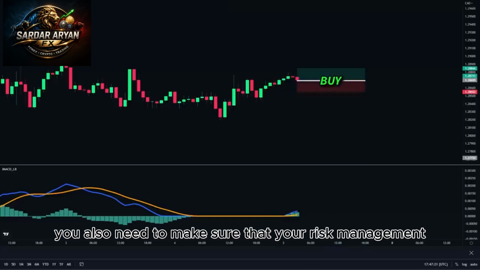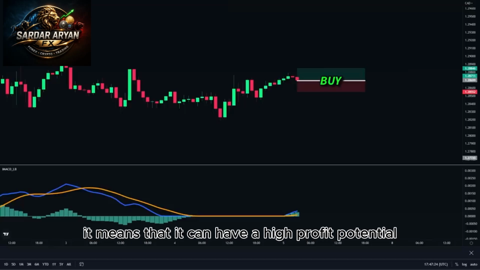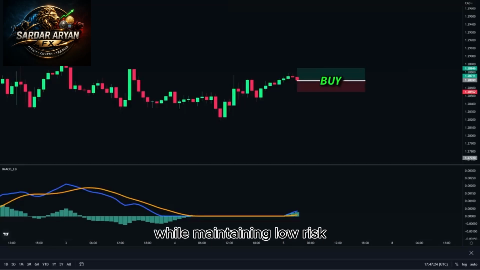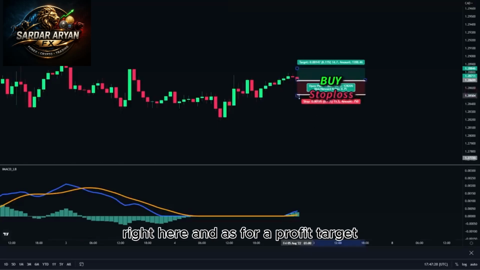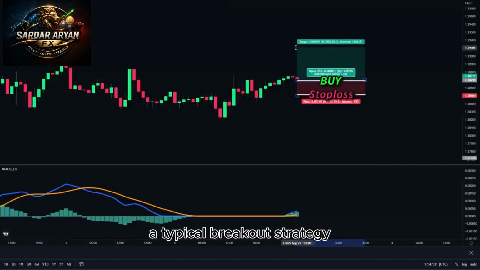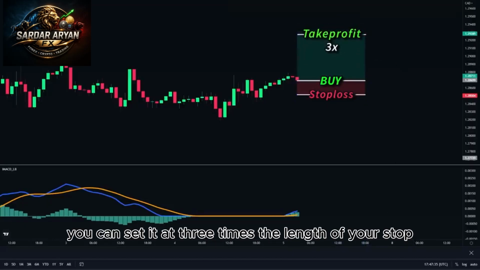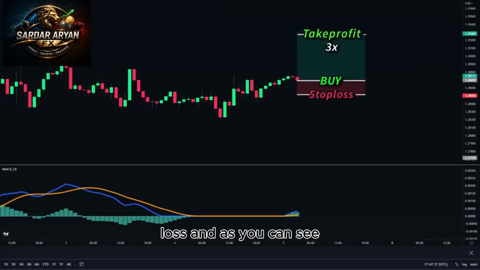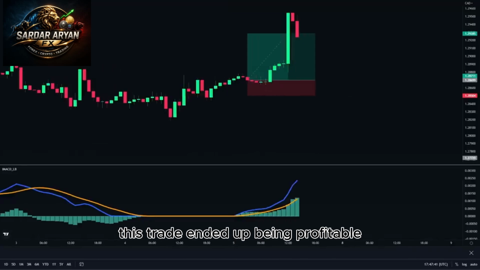Next, you also need to make sure that your risk management is on point. Now, because this is a breakout strategy, it can have a high profit potential while maintaining low risk, which is why for a stop loss, you can set it slightly below your entry position right here. And as for a profit target, you can set it slightly higher. A typical breakout strategy usually has around a 3-to-1 risk ratio, and so you can set it at 3 times the length of your stop loss. And as you can see, this trade ended up being profitable.